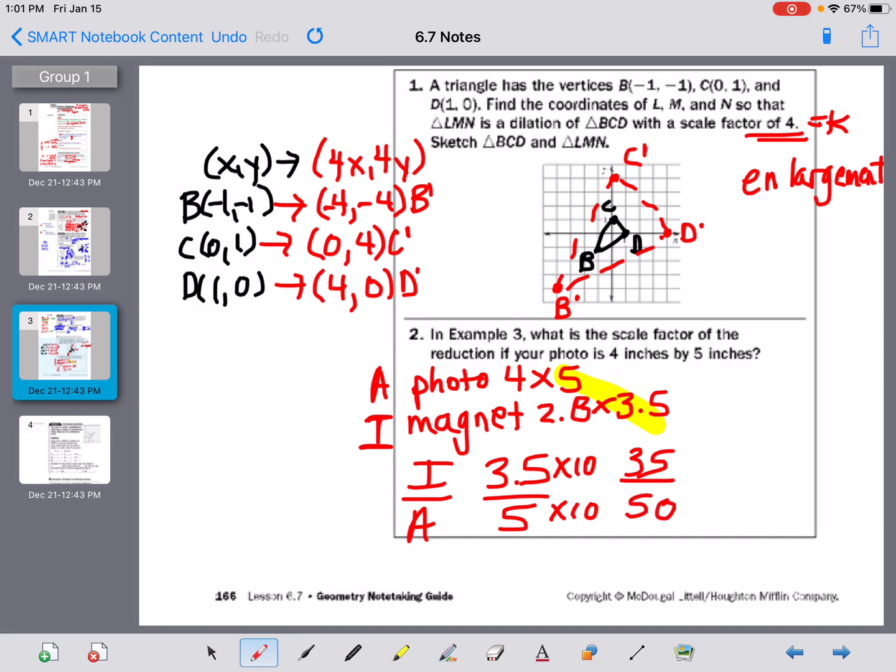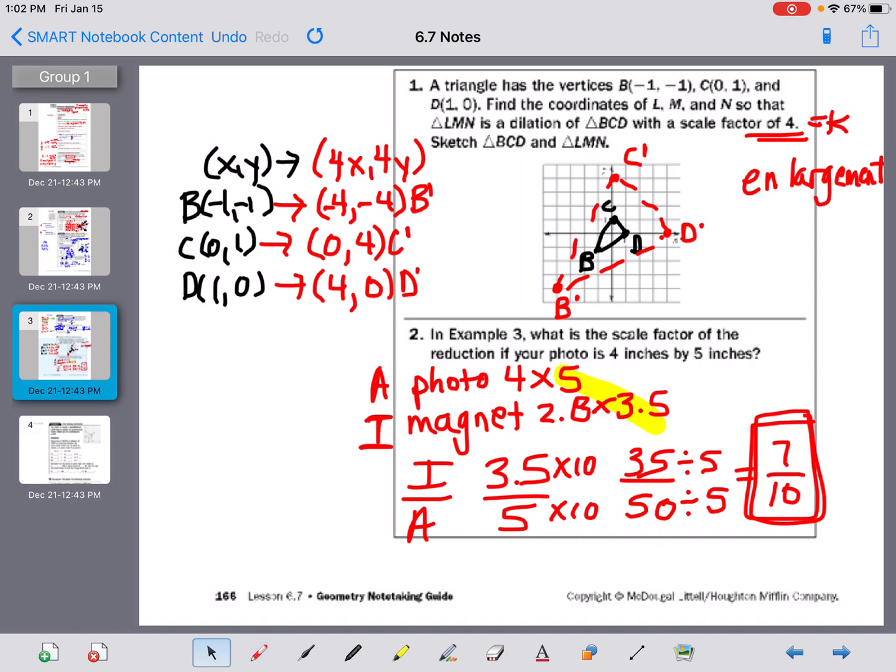Is that reduced to lowest terms? No. Okay, what can I divide by? 5. And I get 7 over 10. So a different scale factor from above because we started with a different size of photo of 4 by 5, okay? Which doesn't really match my 4 by 6 from up above, but hey, I'm trying to give real-world examples.